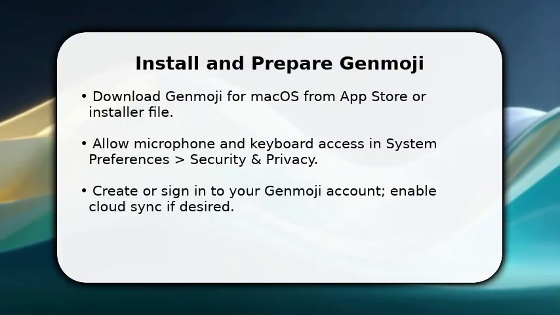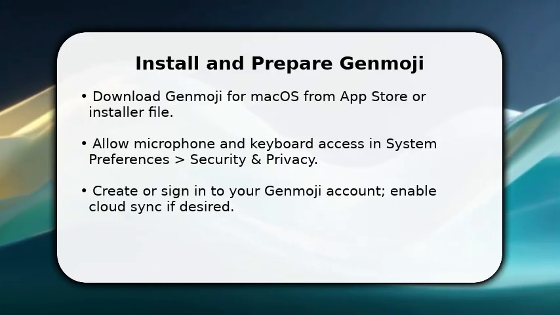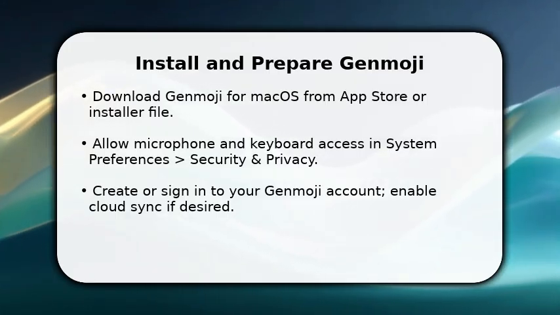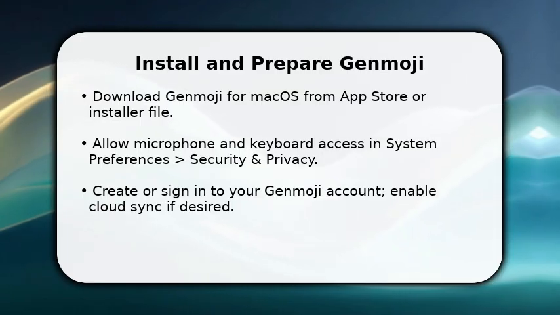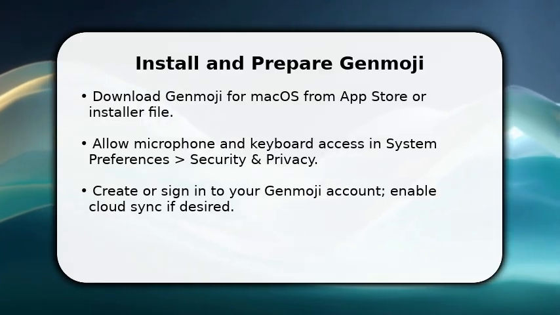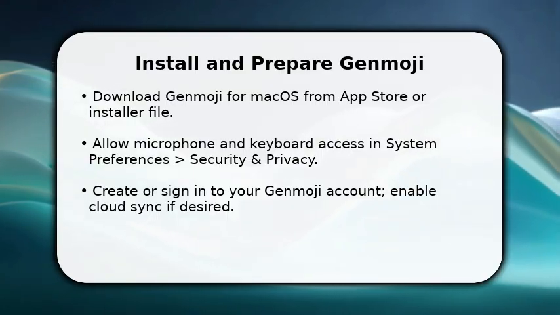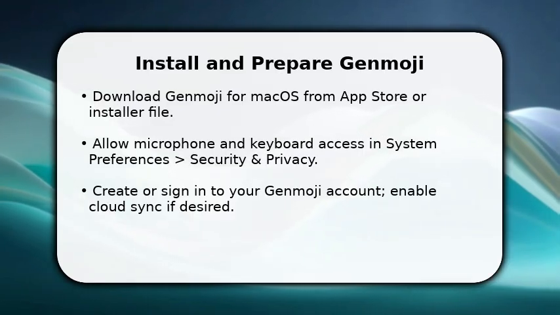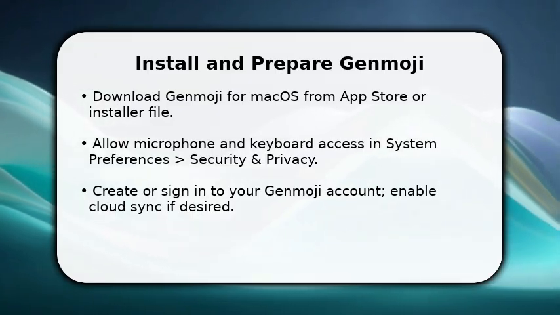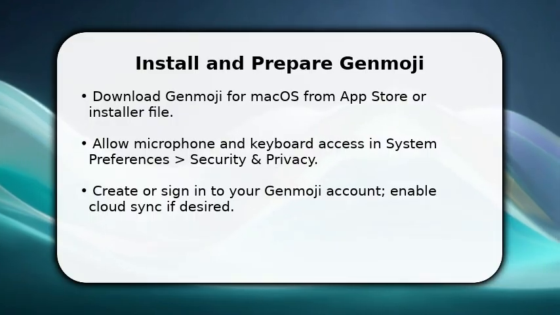You start by installing and granting permissions so Genmoji can access input devices. Once installed, open System Preferences and confirm microphone, keyboard, and accessibility access. This lets Genmoji capture gestures and text. Sign in or create your account and choose whether to enable cloud sync and backups.